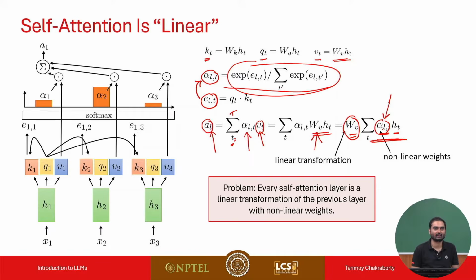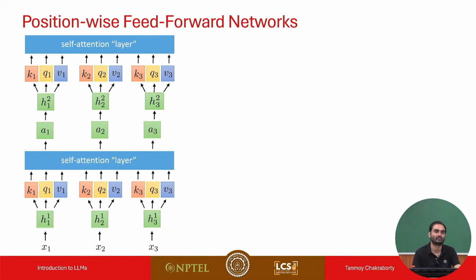If self-attention is linear, we all know that linear models have many problems, right? We always want to add more non-linearity at different parts of the network. So far we have not added any non-linearity. How do we add non-linearity? We add non-linearity in another layer which we call the feed-forward layer.